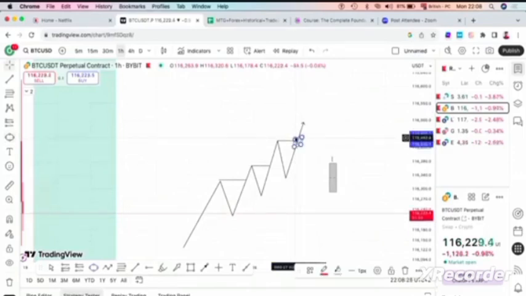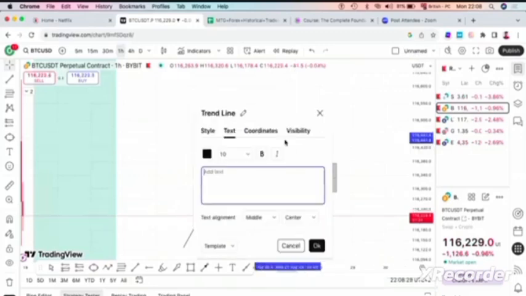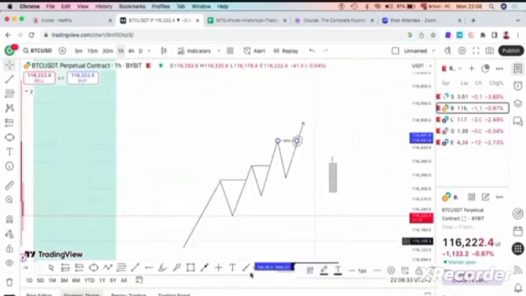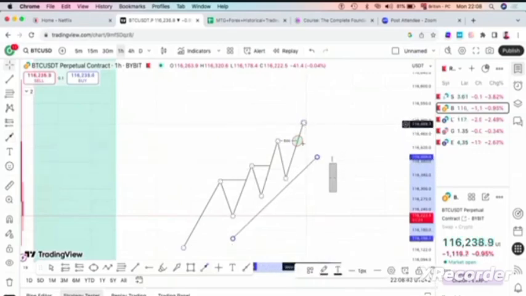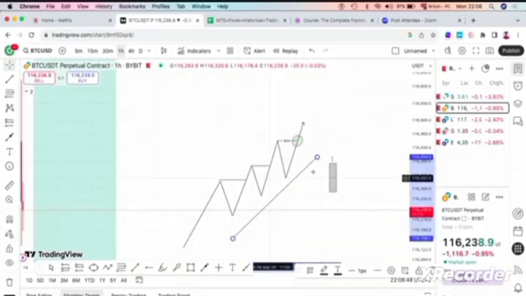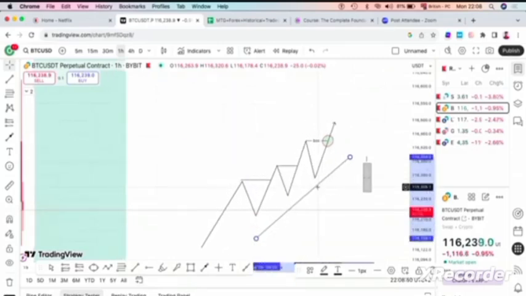Right? And we say it broke structure, and we name this part here our BOS, right? In an uptrend. So now there is this reversal, and you know that you should be looking for an entry. If price has been creating this sort of pattern, what you are looking for now is an entry, right?